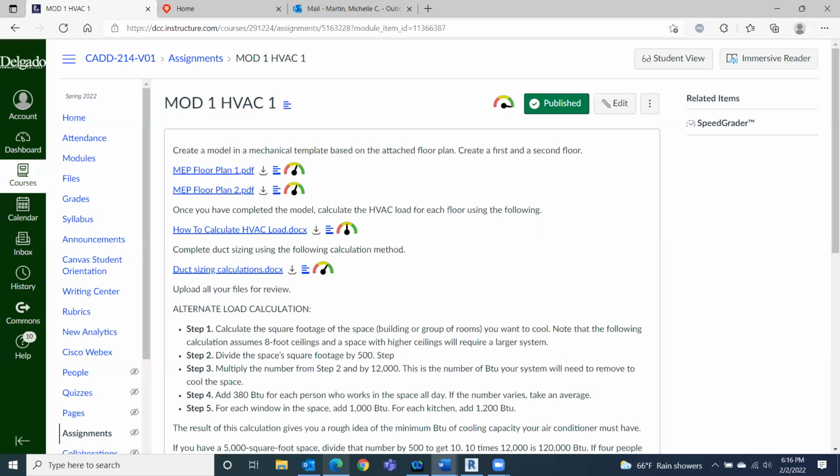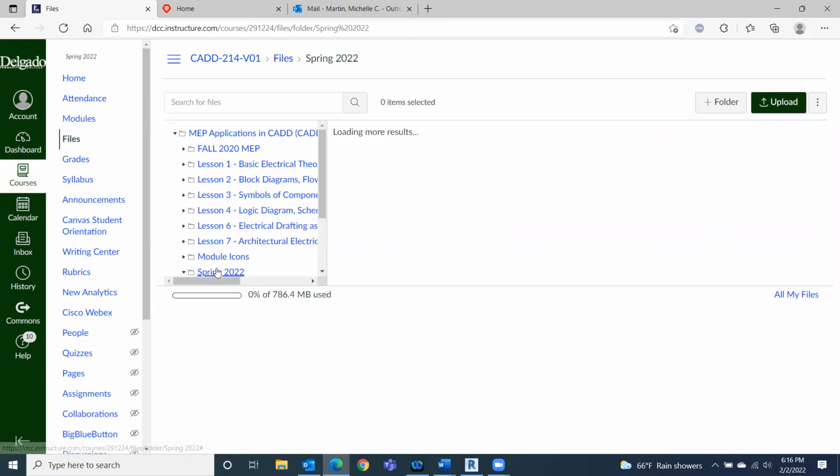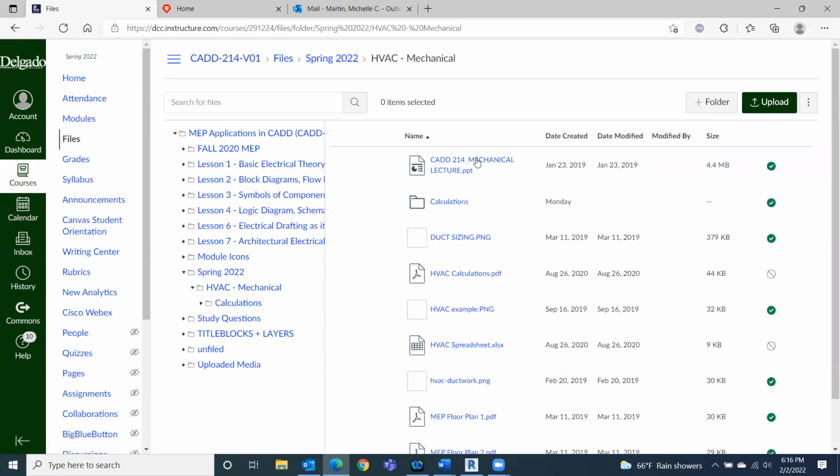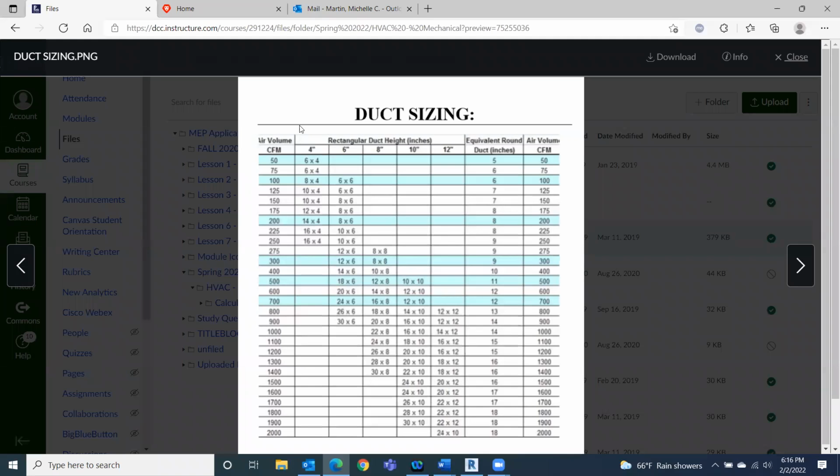So we also have in our files, under our HVAC materials, we have our duct sizing. So if we open up our duct sizing here, you can see for the residential units, if you have 150 CFM air volume, you're going to be looking at an air vent that's 10 inches by 4 inches or 8 inches by 6 inches. And that will also correspond to the size of the ductwork that you're going to be using.